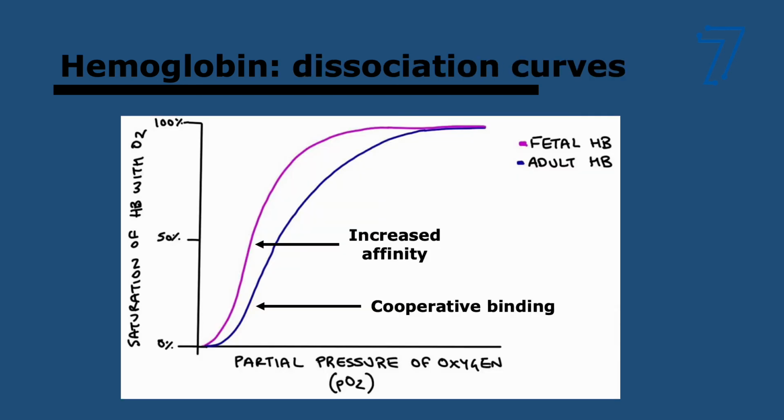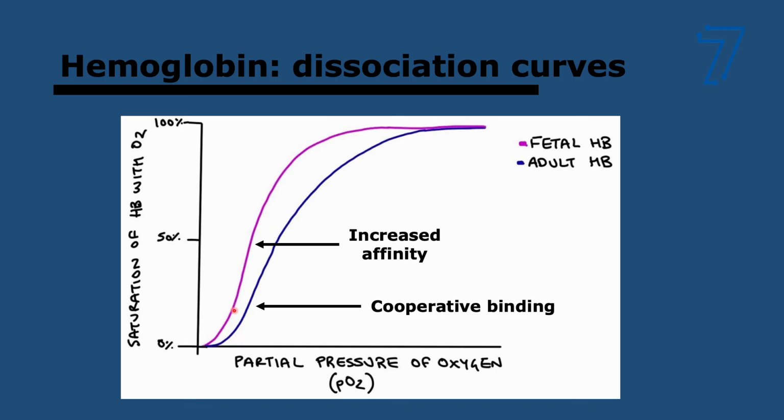Okay, and finally, dissociation curves. They look a bit weird. They have an S shape, and basically it's the saturation of hemoglobin with oxygen against the partial pressure of oxygen, so how much oxygen there is. Why this S shape? It's because of cooperative binding, right?